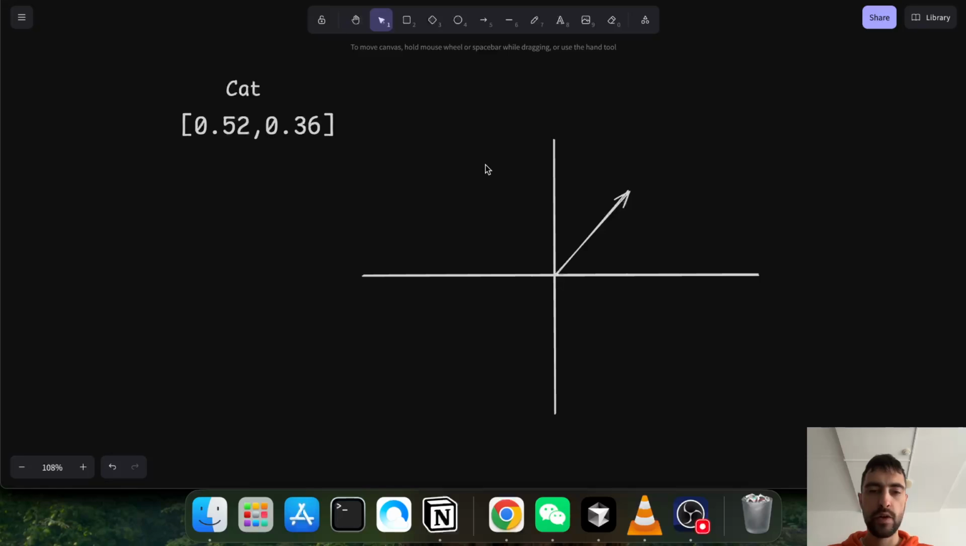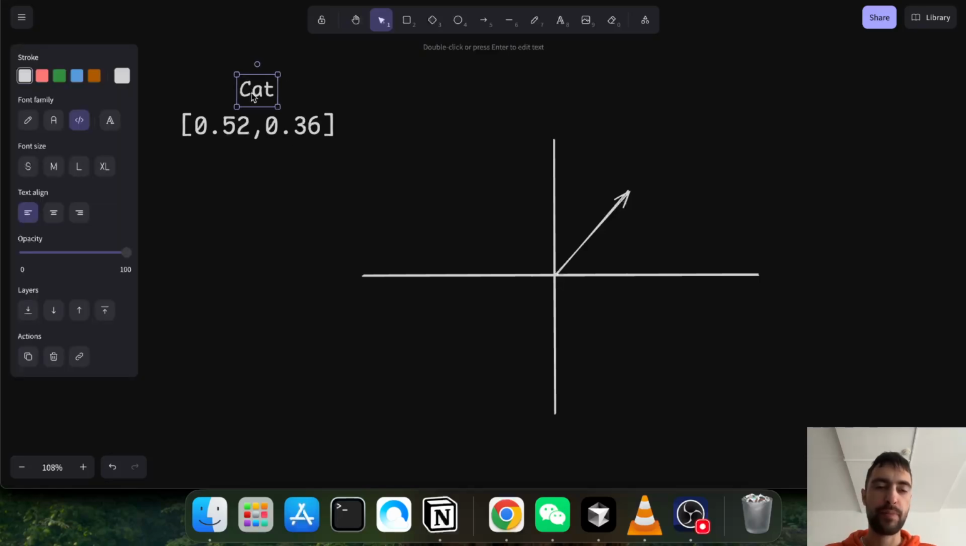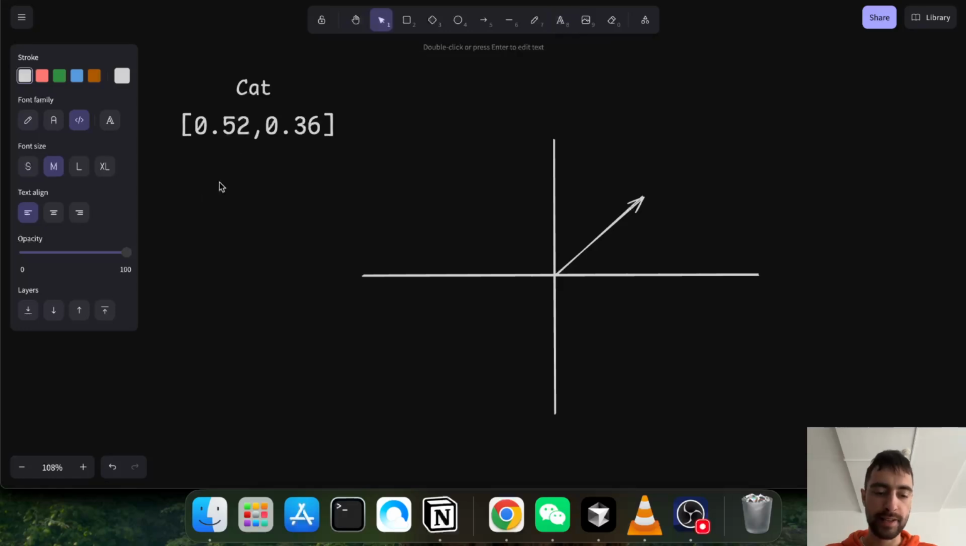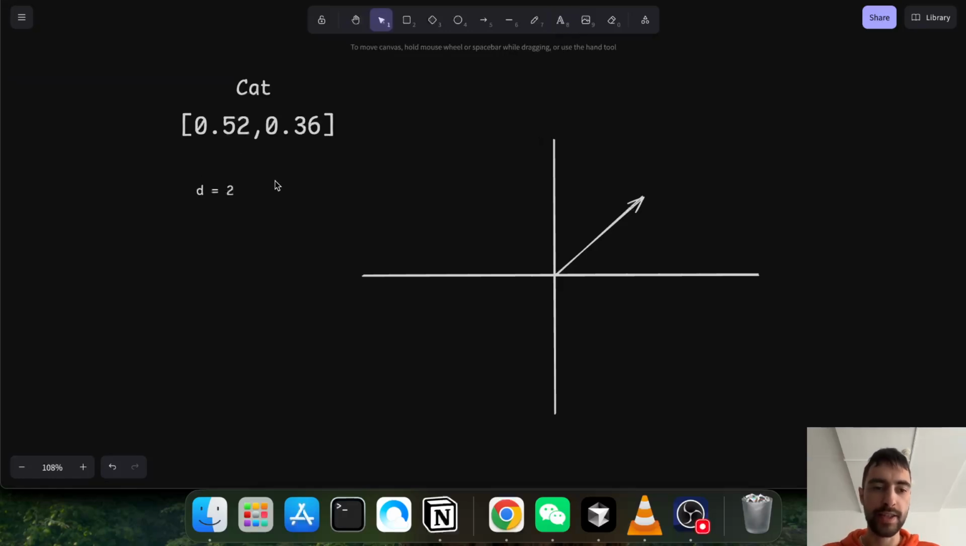Let's say we have some vector that represents the word cat. This is the token embedding. It's only two numbers long, 2 dimensions, so we can draw this on this coordinate system. And I'm going to say that d is equal to 2. So this is the number of dimensions.